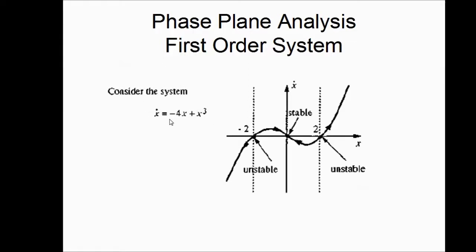So if you look at this example, x dot equal to minus 4x plus x cubed, the singular points will be obtained by equating the right hand side to 0, and the singular points occur at x equal to 0 and x equal to plus or minus 2. So it may be shown that the origin is stable, whereas the other two zero crossings are unstable singular equilibrium points.